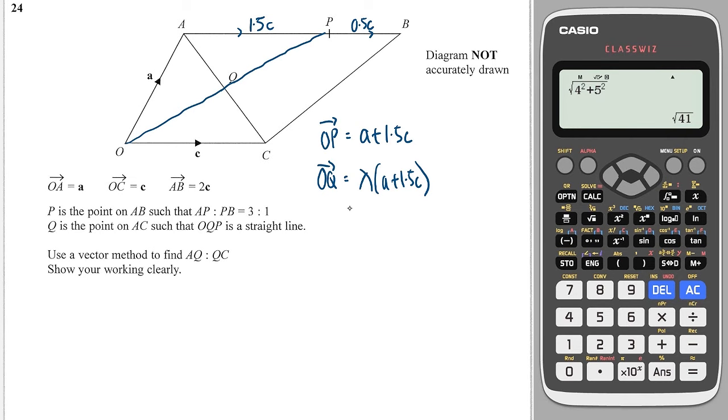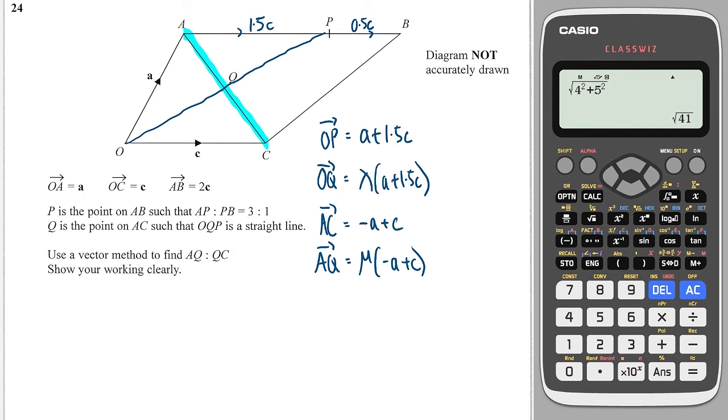And then we need to go about it a different way. So now let's look at A down to C. Let's work out AC. So we could go minus a plus c. So minus a plus c. And then AQ will be some fraction of that vector. We'll call it mu minus a plus c.